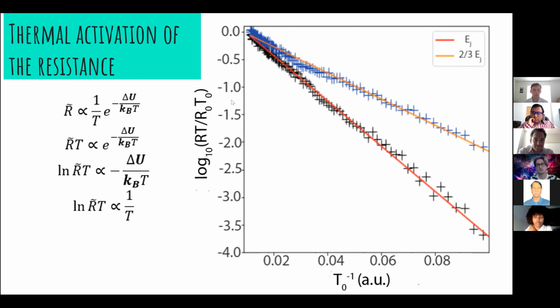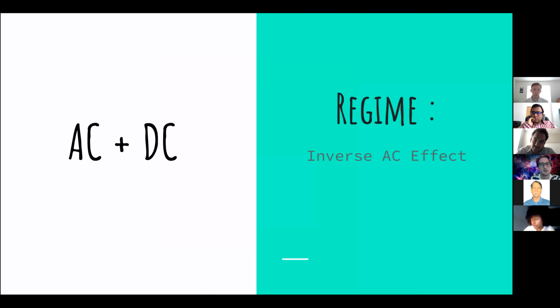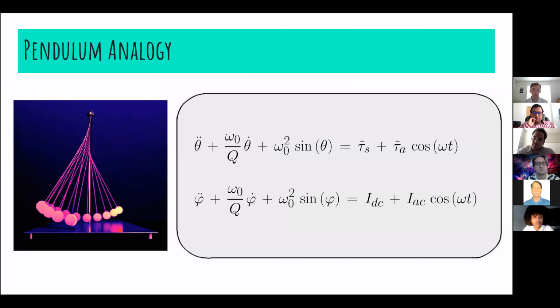Thanks, Sarah. So as Sarah said, we are now going to be applying an AC and a DC source across our junction, and that's the regime where we see the inverse AC effects. For our junction, we apply an AC and a DC voltage across it, which simulates a current across our junction. So for anyone that was getting tired of the pendulum, don't worry, we're going to keep using it.